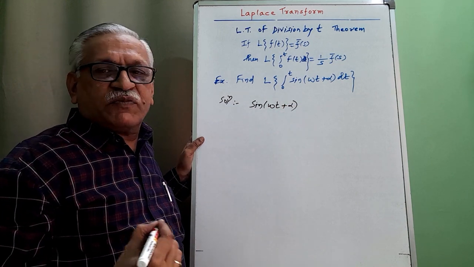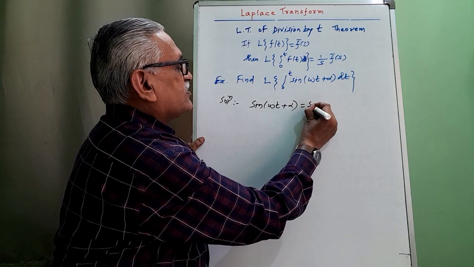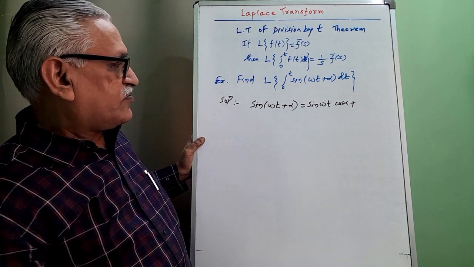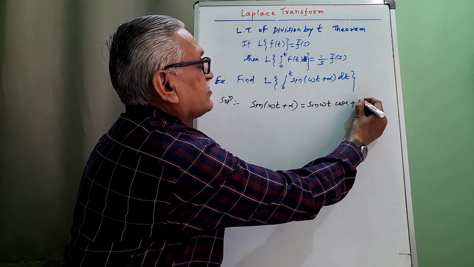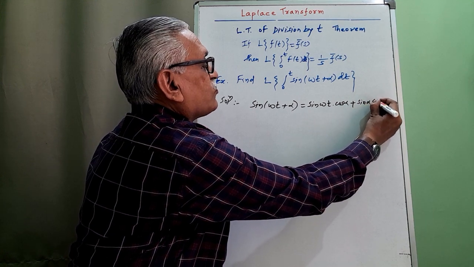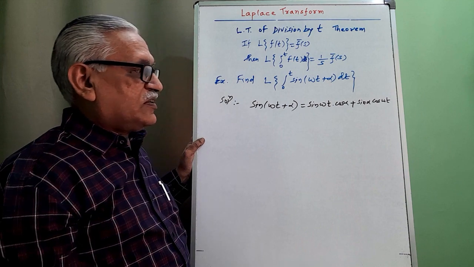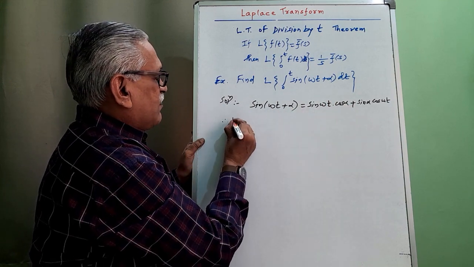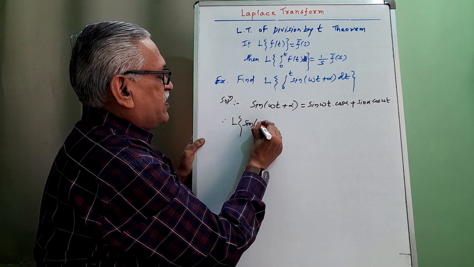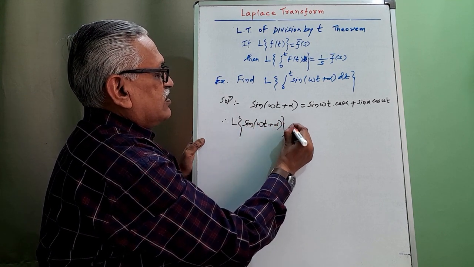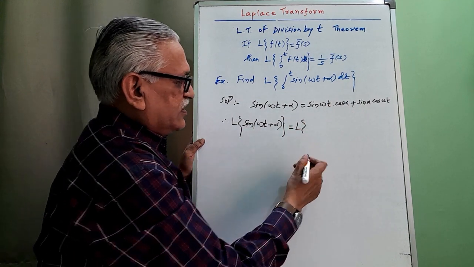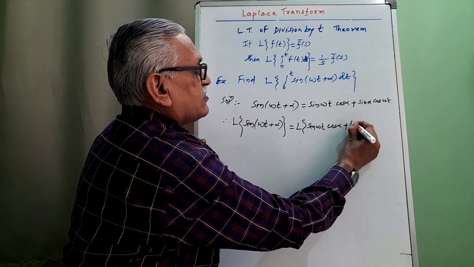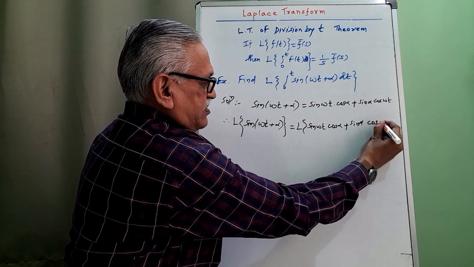as sin a plus b. Its expansion is sin a cos b plus cos a sin b, and therefore it becomes sin omega t into cos of alpha plus sin alpha into cos omega t. Sin a cos b plus cos a sin b. And then we take the Laplace on both sides, and therefore Laplace transform of sin of omega t plus alpha is nothing but the Laplace transform of the right hand side term, it is sin omega t into cos alpha plus sin alpha into cos of omega t.